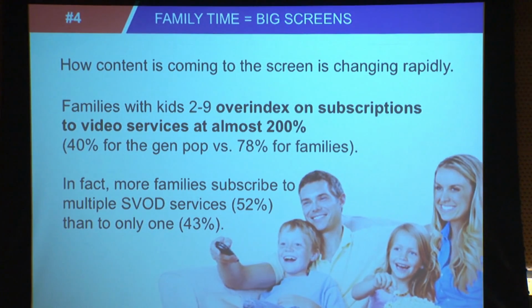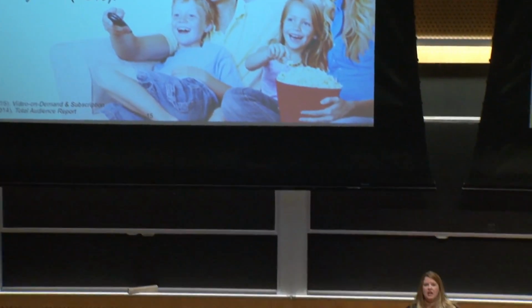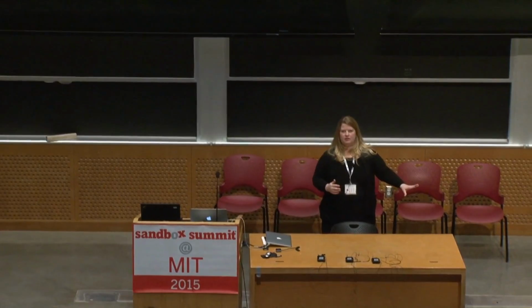And even on top of that, more families are having multiple services than are having a single service. So it's not just about, I subscribe to Netflix and that's it, right? Whether it's Netflix and I've cord cut or it's Netflix as a complement to my cable subscription. But I'm subscribing to Netflix and Hulu. I'm subscribing to Netflix and one of the more child-oriented services, right?